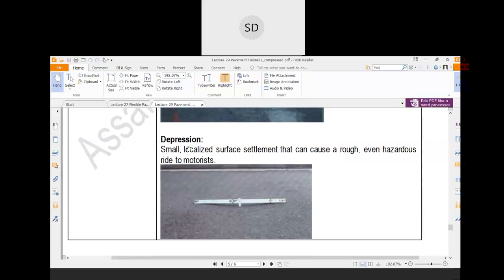Then depression. So depression is a small localized surface settlement. So it would be caused over a smaller area. That is your depression.